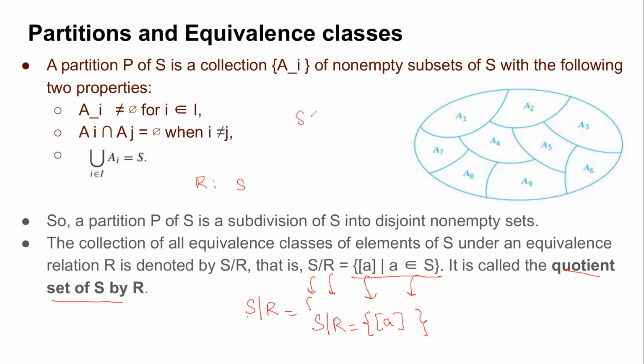Suppose set S has three elements 1, 2, 3, then the set of all the equivalence classes of each element, that is of 1, 2, 3, all the three equivalence classes together will make up my quotient set. And if some of them are the same, suppose 1 and 2 are the same, then I don't have to repeat it because a set does not have repeated elements. I'll just write 1 and 3. So basically, the collection of all the equivalence classes of a set is known as the quotient set of R. And we'll see shortly how it is related to the partition.